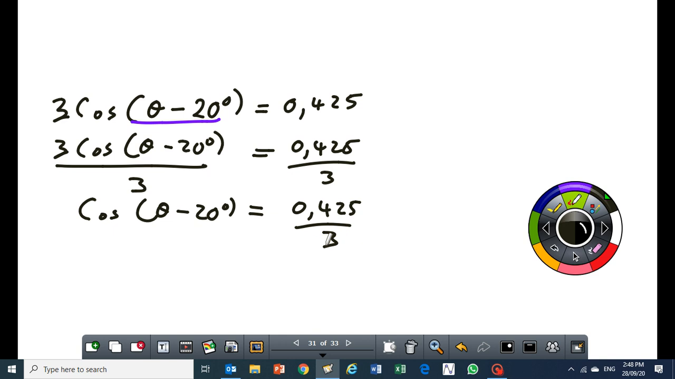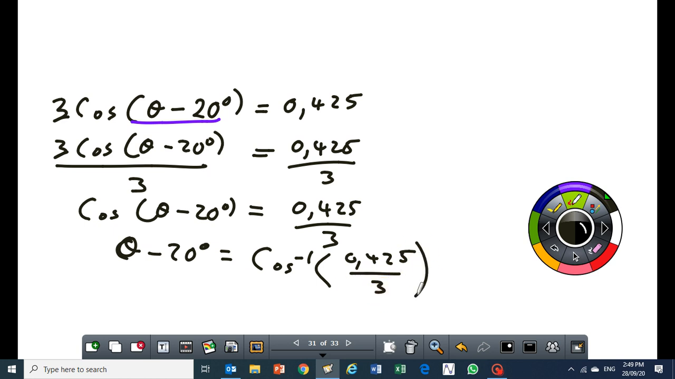Then you need to make sure that you remove the cos on the left-hand side. Don't touch the theta and the 20 degrees. They are inside brackets, they are one term. So you take the cos to the right, you end up getting theta minus 20 degrees is equal to shift cos of 0.425 over 3, like that.